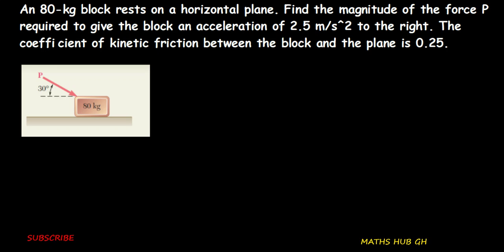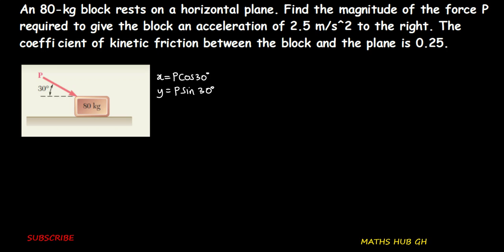So let's look at how you are going to solve this question. This force here is being applied at an angle, so it's going to have a horizontal and a vertical component. The horizontal component is P cosine of 30 degrees, and the vertical component is P sine of 30 degrees.